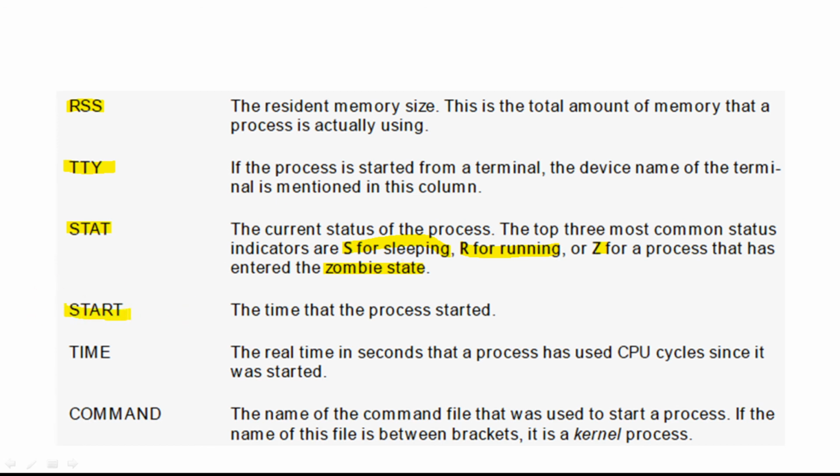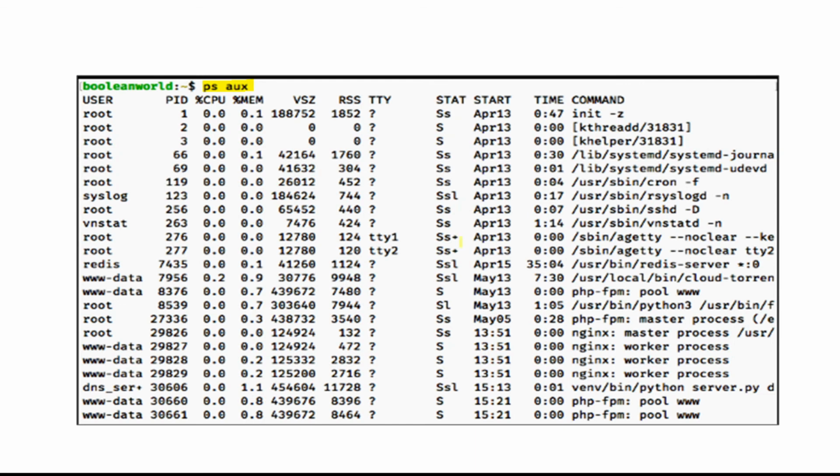Then we have START, which defines the time the process has started. And then we have TIME, which defines the seconds the process has used the CPU, the CPU time it has taken, in seconds. Then COMMAND defines the command which has been used to start this particular process. If the name of the file is between brackets, then it defines it's a kernel process. You can check here how it is shown.